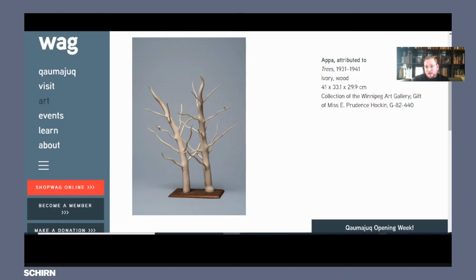And in their collection is this really enigmatic sculpture of trees by an artist attributed to an artist named Oppa. And it's made of walrus ivory, and you see it's two trees, right, with various branches. There are no leaves, and it's set on a wooden base. Now, why am I showing this to you? Because you see here in this screenshot from the museum that it's from this collection of the art museum that was a gift of E.